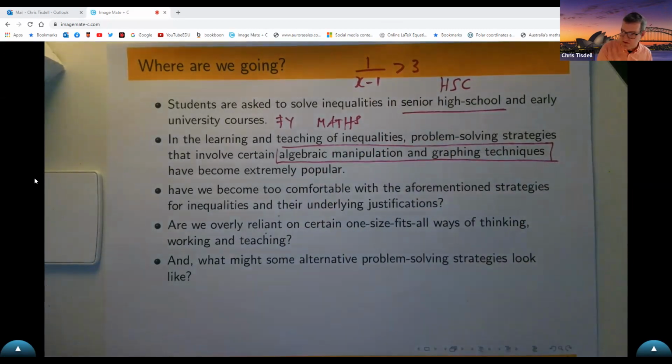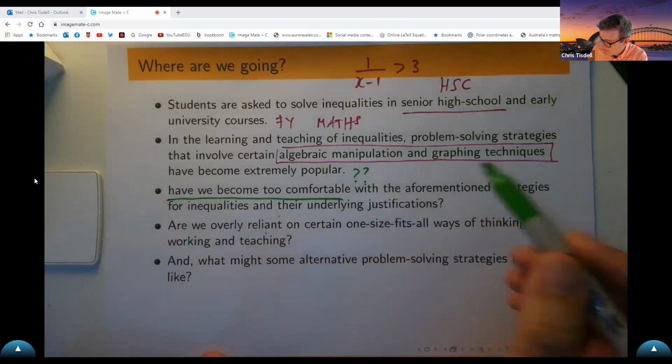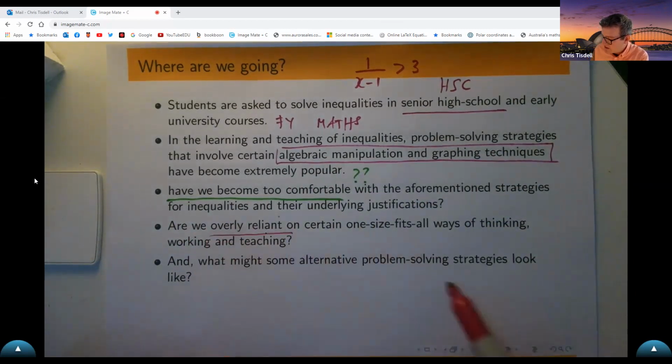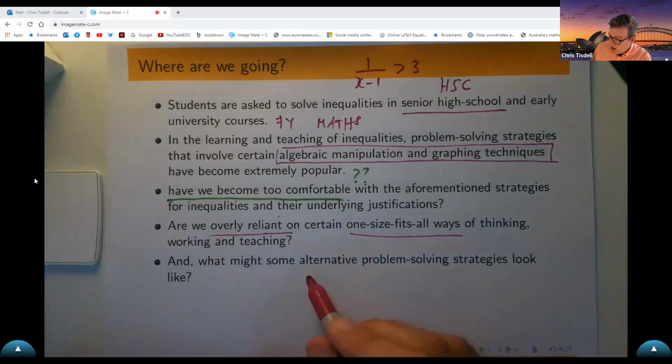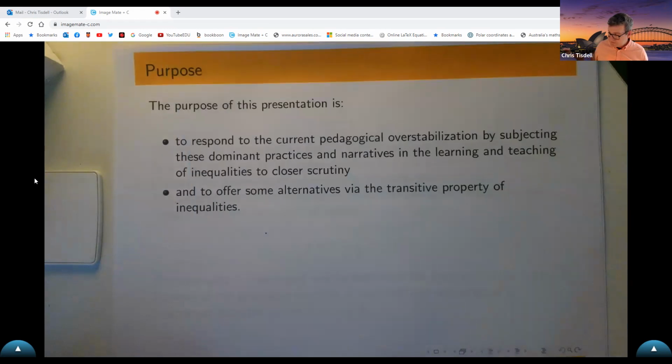But, and I'm going to be a bit provocative here, have we become too comfortable? Well, I think we have, and in particular, I think we are over-reliant on one-size-fits-all ways of thinking and working and teaching. And so I'm going to offer you some alternatives today. Now, you might have seen them before. This is the second time that I've given this talk. Nobody's sort of jumped in and said, oh, I've seen this. This is not new. But even if you've seen it before, I think it's hopefully enjoyable.